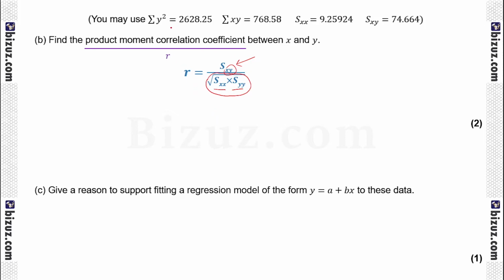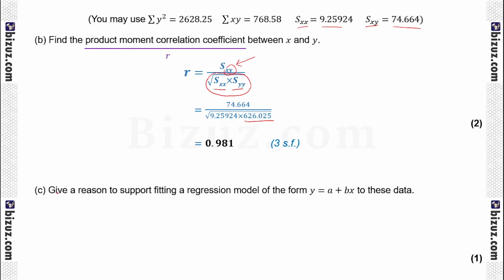Now let's move on, and here we need some of the information that we previously saw. So this is just for reference. Now if you use the formula, what do we have? We have all the information that we need. Well, we have S_xy, we have S_xx, and do we have S_yy? We actually found that in part A, right? So we'll just plug all the values in, as you can see here, and we'll get a final answer of 0.981. We'll keep it to 3 significant figures.